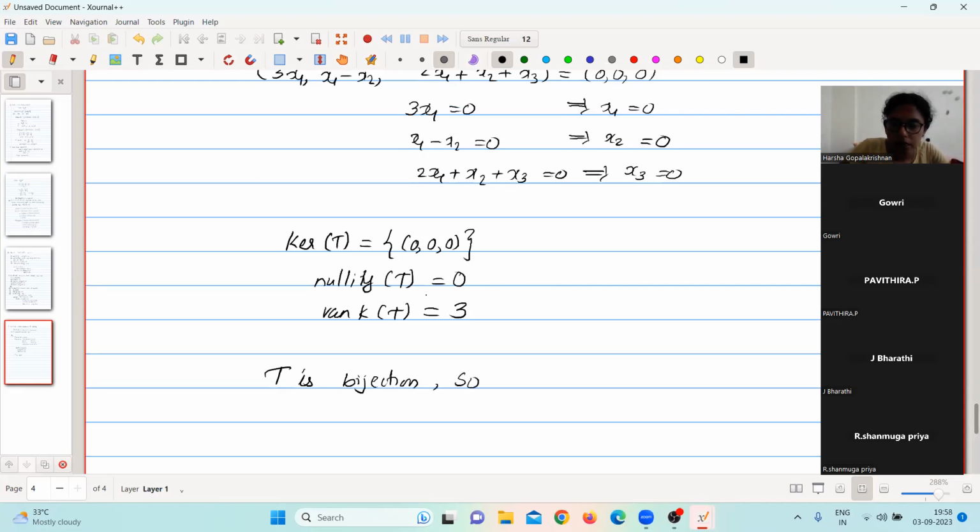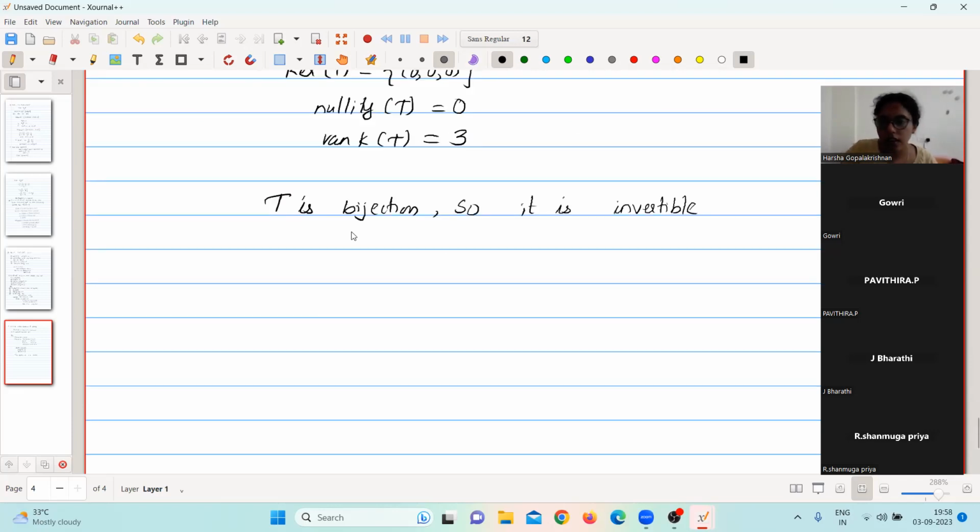So it is invertible. Now next we need to find what is the inverse of this T. So we got that the inverse exists, so T inverse exists. Now I am assuming T inverse.